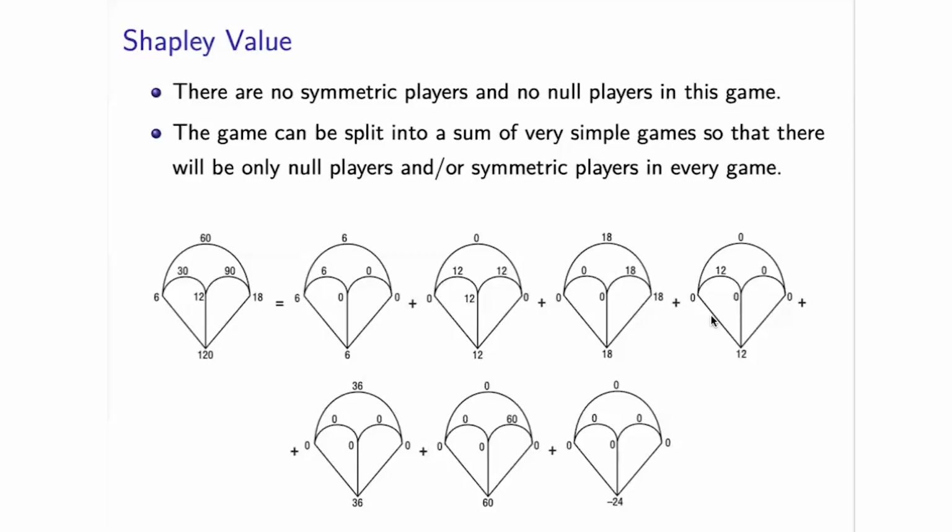What about the fourth one? Here, what we actually need to think about is the notion of symmetry. You observe that 1 and 2 are symmetric, so they should split this 12 into 6 and 6 each. Here, 1 and 3 are symmetric, so they should split this 36 into 18 and 18. And here again, 2 and 3 are symmetric, so they should split this 60 into 30 and 30 each. And in this last case, 1, 2, and 3 are symmetric, so they should split this minus 24 equally so that they get minus 8 each.